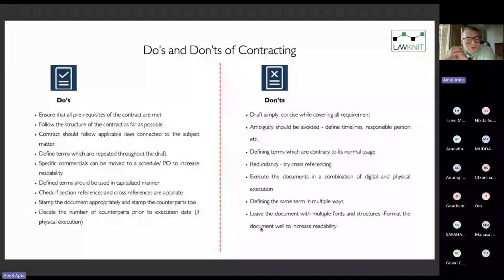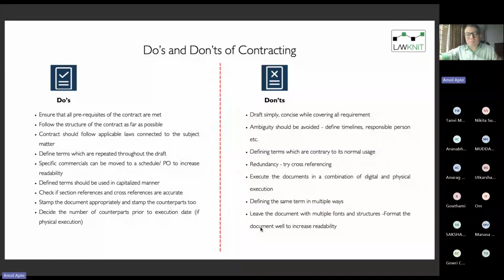Follow the structure of the contract as far as possible. When I say structure of the contract, it typically starts with your recitals, then the definitions, reps and warranties, covenants, obligations, and then follow other clauses, including those that we spoke about in the boilerplate clauses.